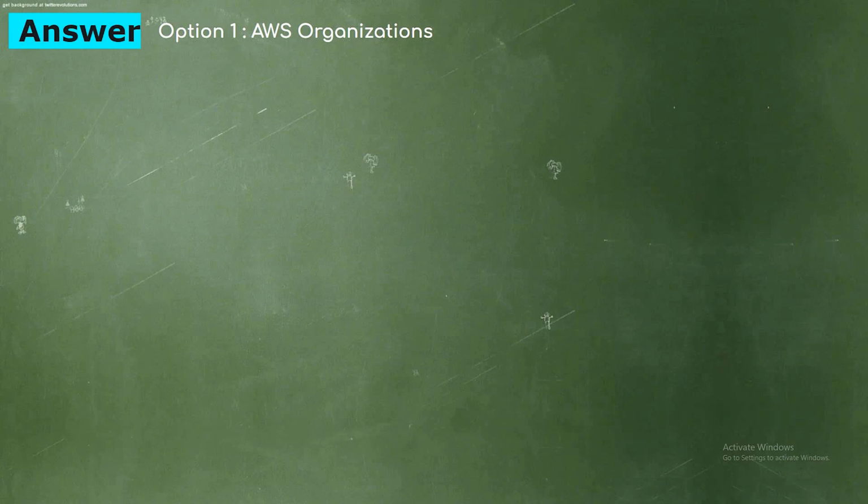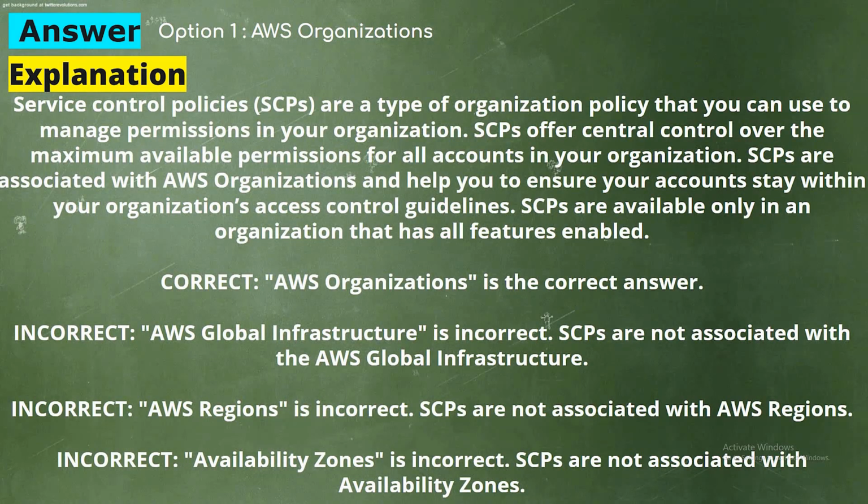AWS Organizations. Explanation. Service control policies, SCPs, are a type of organization policy that you can use to manage permissions in your organization. SCPs offer central control over the maximum available permissions for all accounts in your organization. SCPs are associated with AWS Organizations and help you to ensure your accounts stay within your organization's access control guidelines. SCPs are available only in an organization that has all features enabled. Correct, AWS Organizations is the correct answer.